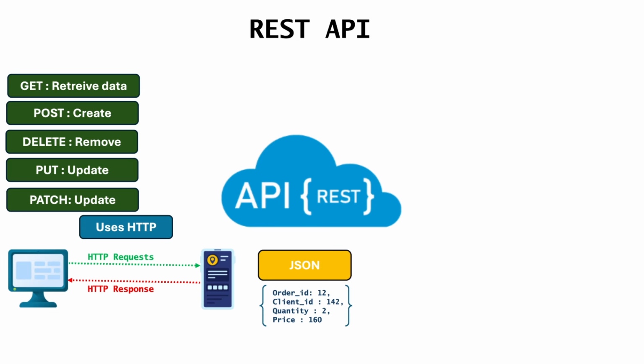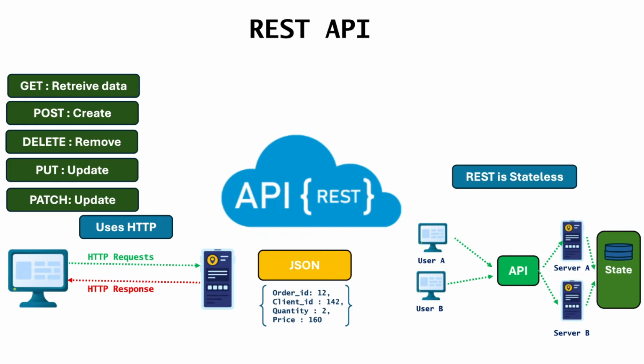One of the most important principles of REST is that it's stateless. That means every request is independent. The server doesn't remember who you are or what you did before. Each request must contain all the information needed for the server to understand and process it. This design makes REST APIs simple, scalable, and easy to cache.